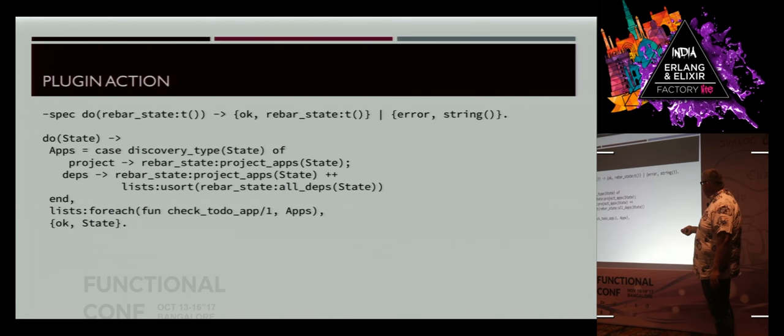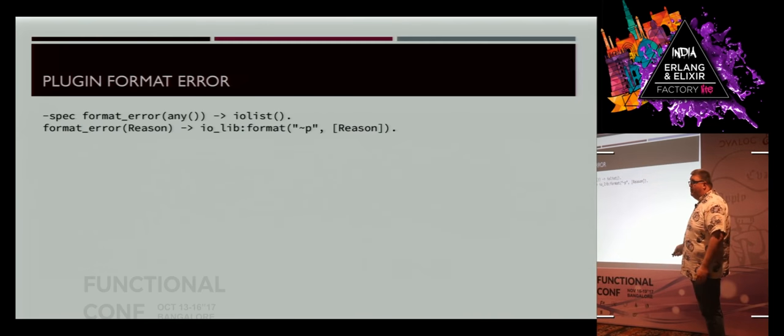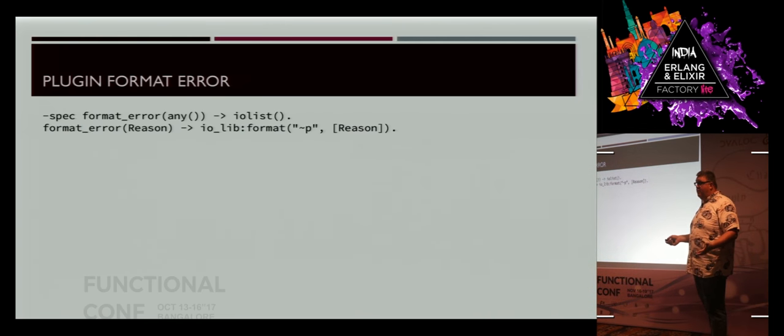And then we're just going to do a for each, right? There's this little function called check to do app, and what that does is it scans through the source code and looks for the phrase to do. If it finds the literal match of to do, then it will emit that on standard out. Okay, and then it returns OK state. We didn't modify the state, so we're just going to pass it through. And then format error, really straightforward, right? It gets an error, and it just formats it and puts it out in an IO list, and that's it. Those are the only three callbacks that you need to have for a plugin.